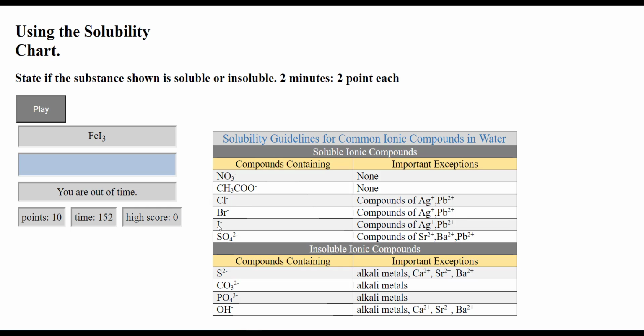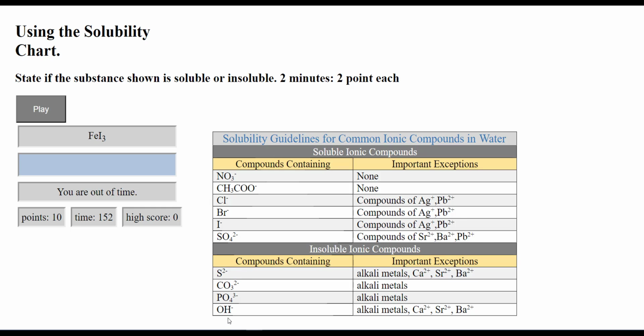So the chloride, bromide, and iodide ions tend to be soluble, as are sulfates. So most of these are soluble, but there are some exceptions, notably the compounds of silver and lead for these halide ions, chloride, bromide, and iodide. And then sulfate has a few other exceptions. Lead is common to these three exceptions, but there's two other ones, strontium and barium. Of the common ions, this doesn't cover every single ionic compound, but it covers most of the ones that we're going to see in the lab.